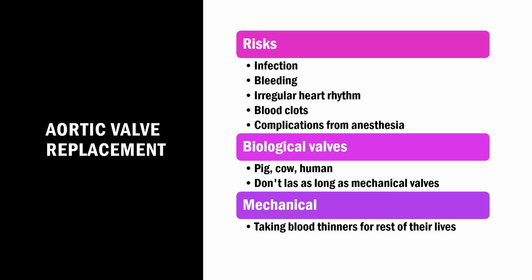So aortic valve replacement is replacing the valve, and this is an open heart procedure. There are some risks, including infections and bleeding, irregular heart rhythms, blood clots, and complications from the anesthesia. There are a couple of different valves that can be placed during this procedure. It could come from a pig, cow, or human. The risk with these is that they don't last as long as mechanical valves. But with a mechanical valve, these patients have to be on blood thinners for the rest of their lives.